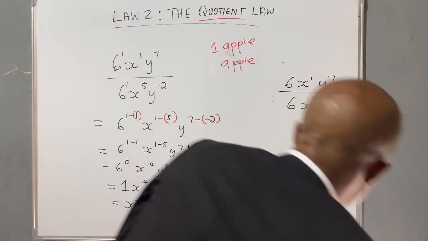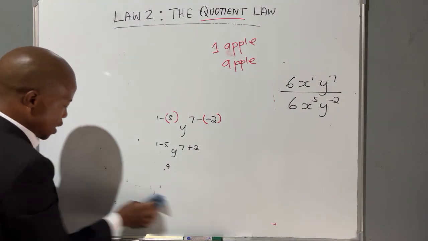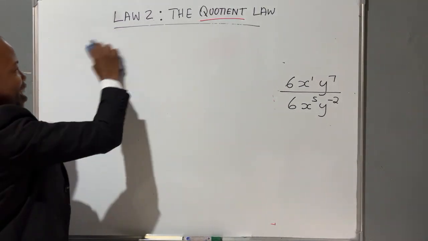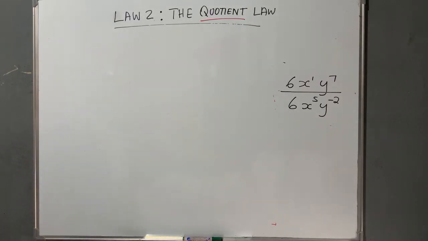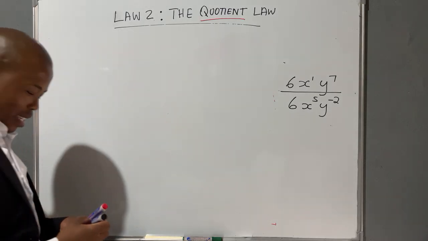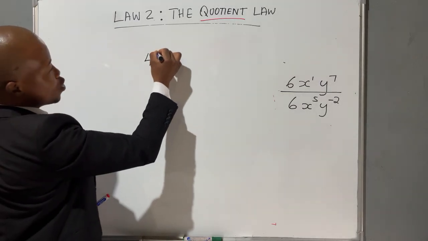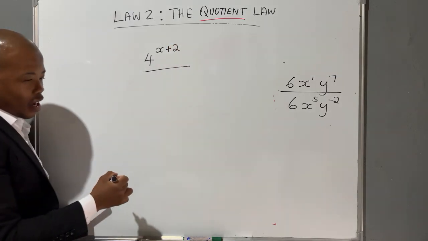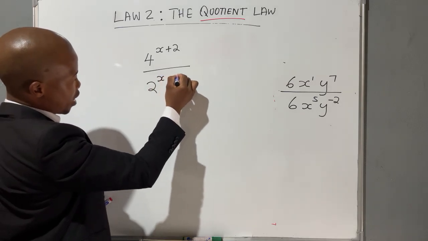Now, let me try to give you another question. Maths looks tough, but it's actually easy, right? Let's say you have 4 to the exponent x plus 2, over 2 to the exponent x minus 1.